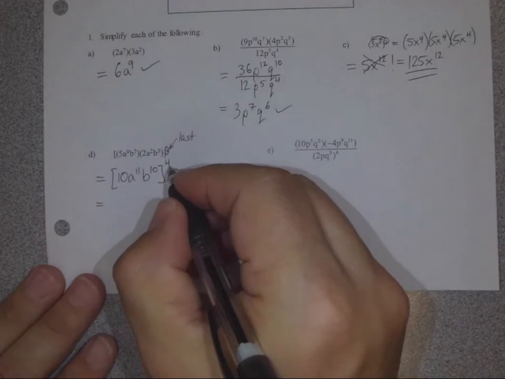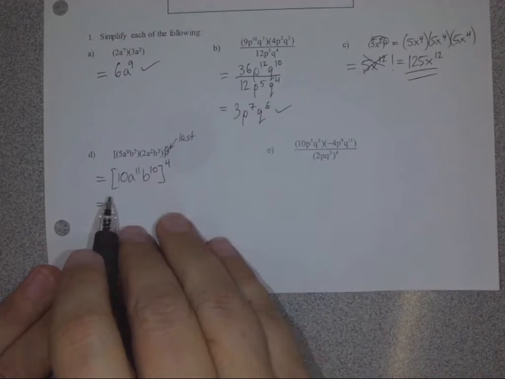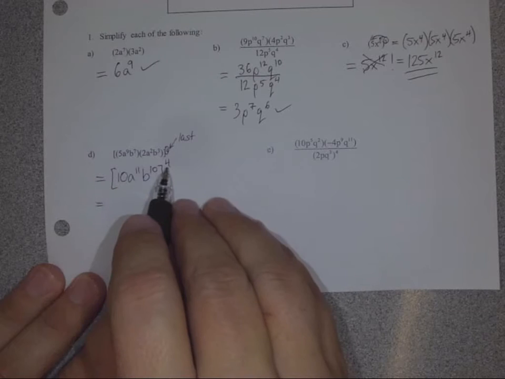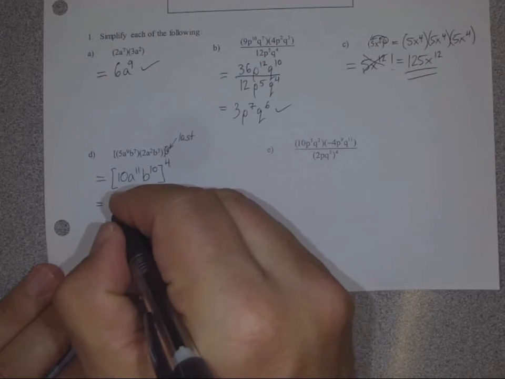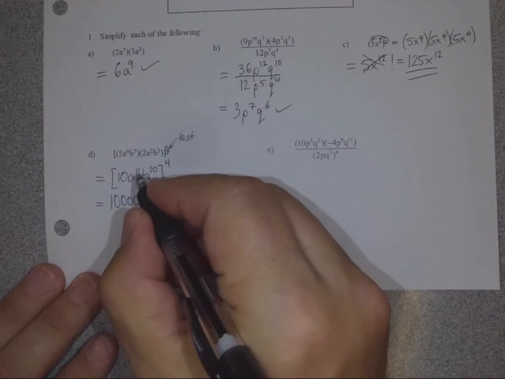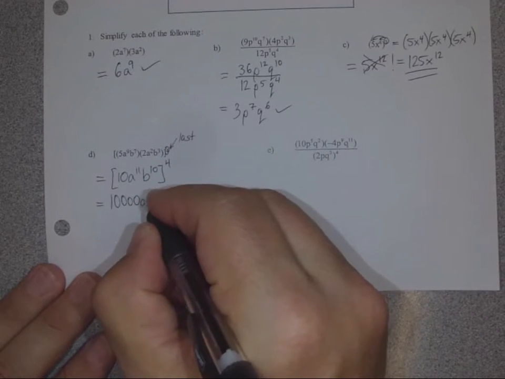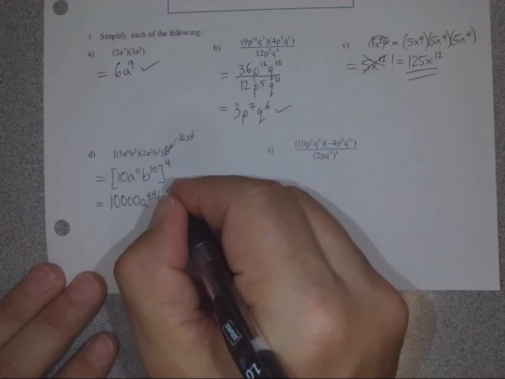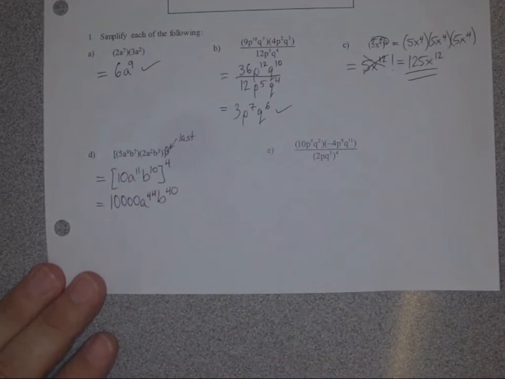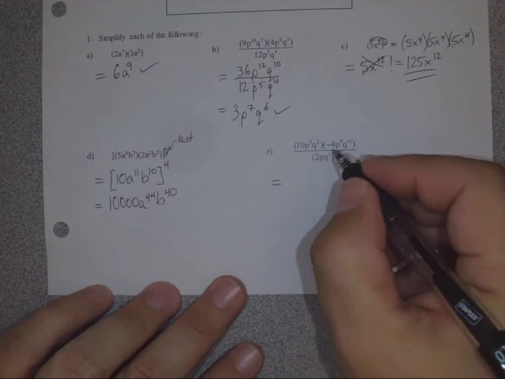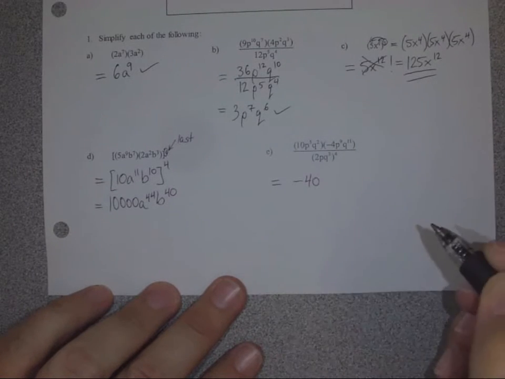Now I can raise everything to the 4th power. But remember, the 10 is also being raised to the 4th power. What's 10 to the 4? Well, that's just 1 with 4 zeros after it, or 10,000. A to the 11 to the 4 is A to the 44. We multiplied 11 times 4. And B to the 40. 10 times 4 is 40. Good.